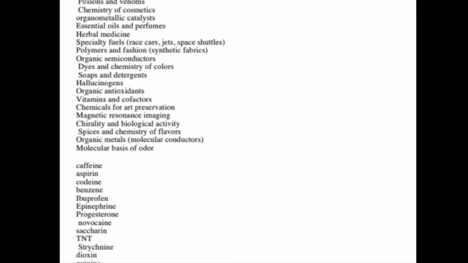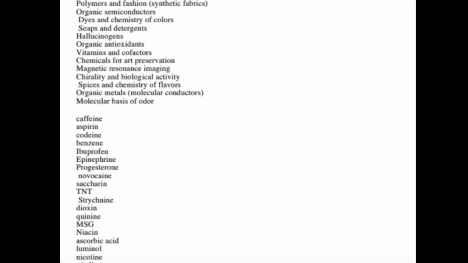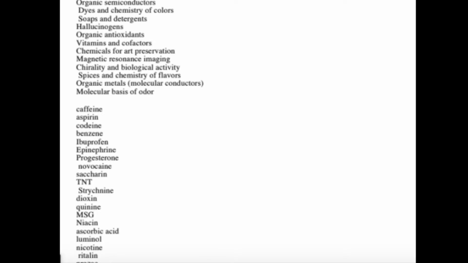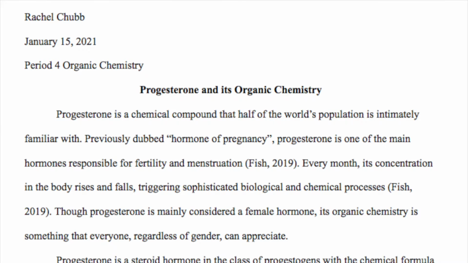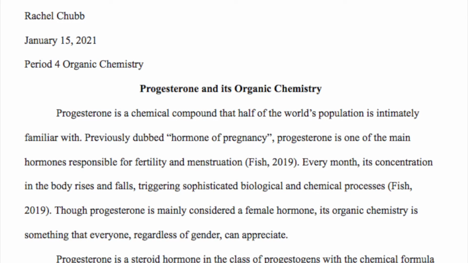We were given a list of compounds and instructed to write about whichever one we chose, relating it back to the concepts we had learned about in class. I chose to write about the molecule progesterone, and I had a lot of fun exploring all of progesterone's characteristics and properties. Now, without further ado, Progesterone and its Organic Chemistry, by me, Rachel Chubb.